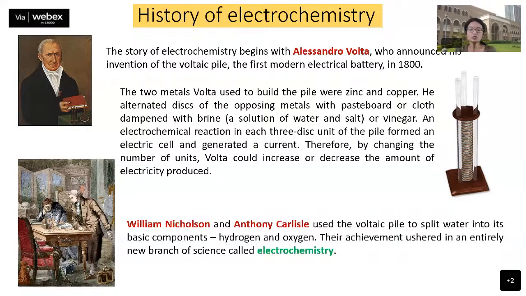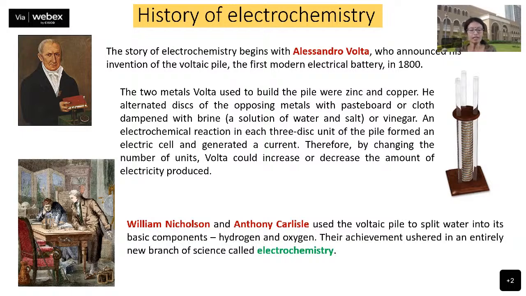The two metals which Volta used to build the pile were zinc and copper. And what he did is, in between the zinc and copper discs, he put in a pasteboard or a cloth which was dampened with brine, which is nothing but a solution of water with salt, or vinegar. The electrochemical reaction on each of these 3-disc units of the pile formed an electric cell and generated a current. As you keep on changing the number of units, you could increase or decrease the amount of electricity which was produced.